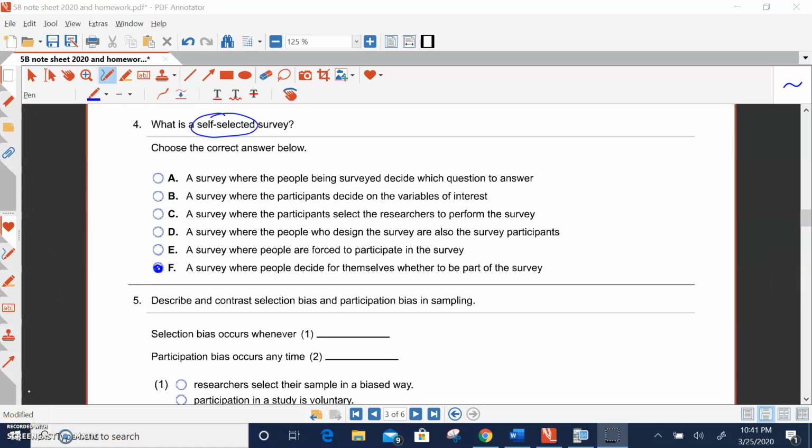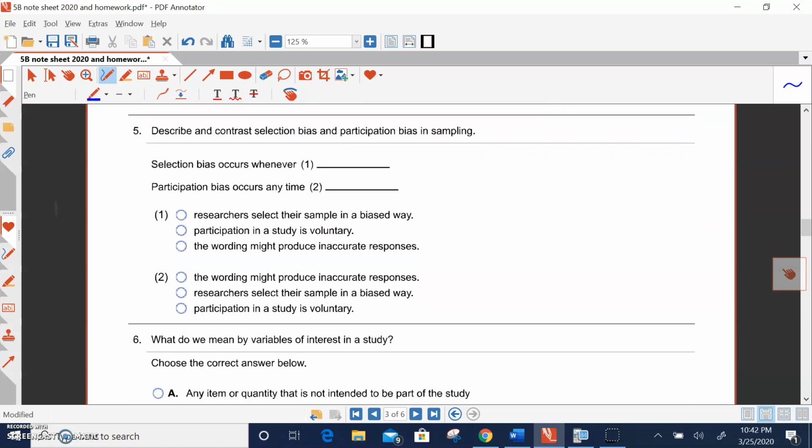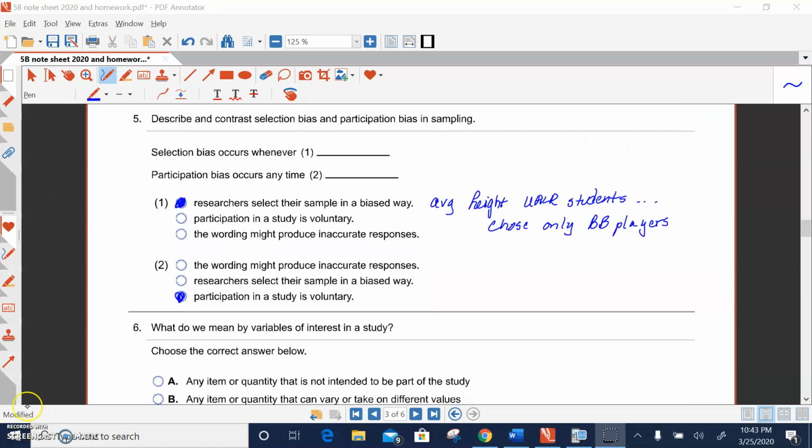So what is a self-selected survey? After reading all the responses that were your options as an answer, F is the better one. It's a survey where people decide for themselves whether to be part of the survey. They self-select to answer the survey.